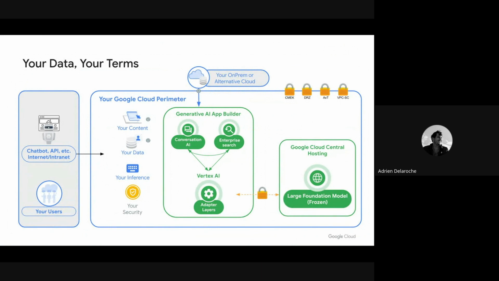Okay. So a very quick slide here to talk about the architecture. It may look complex, but it's really not. There are basically two elements. The first one is the LLM, which is frozen, and that is stored in the Google Cloud Central Hosting. What's important to know is that this LLM is frozen, right? It doesn't store user queries and stuff like that. It does not evolve based on the queries that are sent to it.